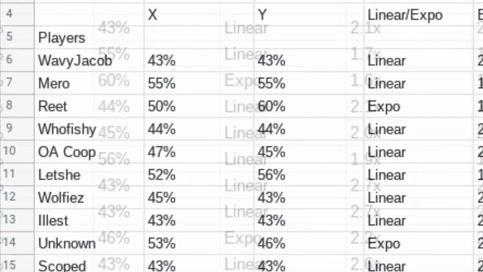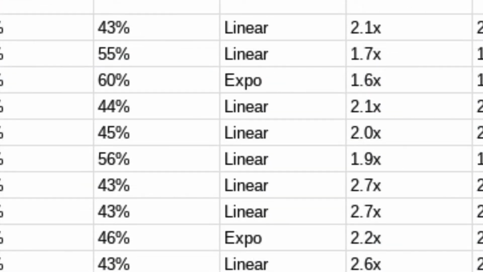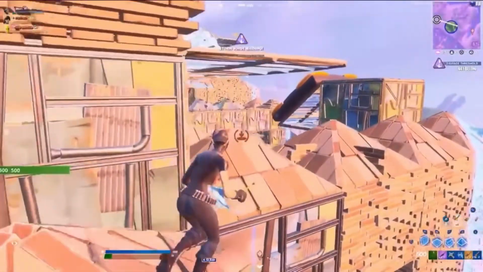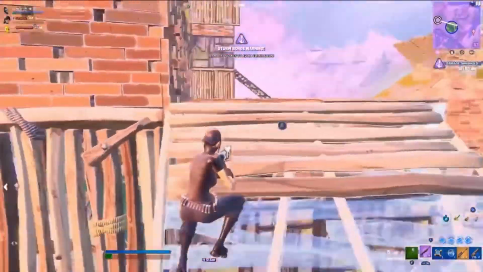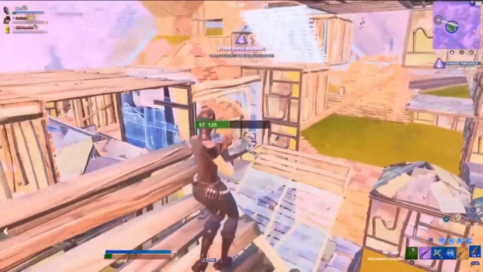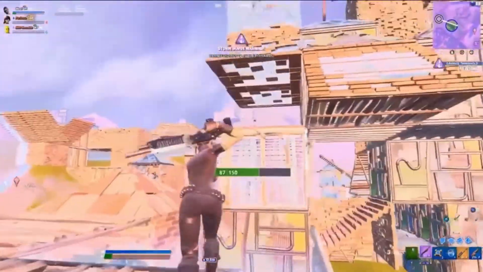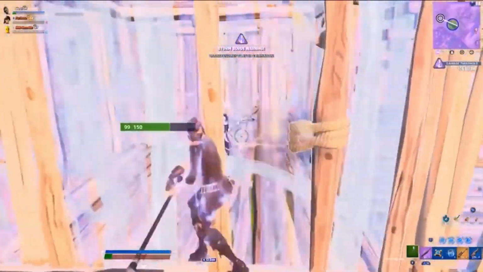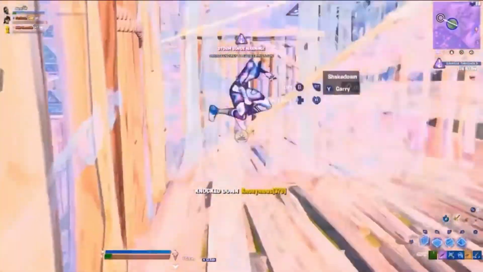So this next topic is a very short one, Expo or linear. So 8 of the pros that I've selected out of the 10 were linear players. The two that weren't were Unknown and Reet. They were both exponential players. That's all I'm going to say. I actually made a video about exponential and linear, so if you want to check that out, please check it out. I've got nothing further to say. So yeah, let's move on to the next one.